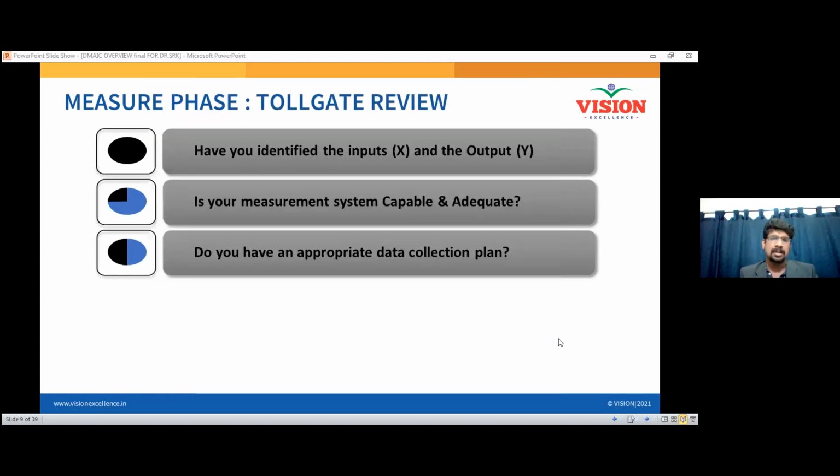Capability refers to the accuracy and precision with which we can measure data. Adequacy refers to the range which we can measure.